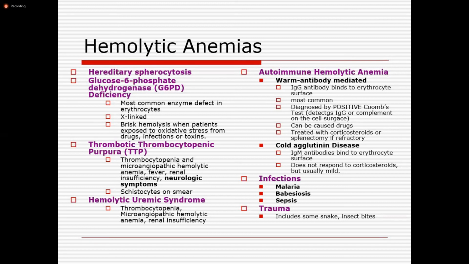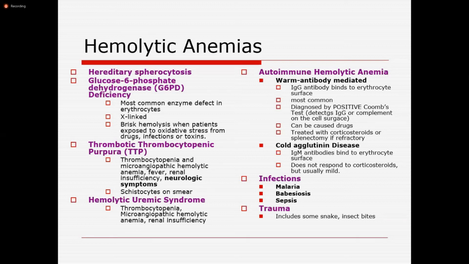Cold agglutinin disease is usually associated with common infections, Mycoplasma related. IgM antibodies bind to the erythrocyte surface. It does not respond to corticosteroids, but is usually mild. And when you treat the underlying cause, like Mycoplasma pneumonia or other infections, this will settle down by itself.